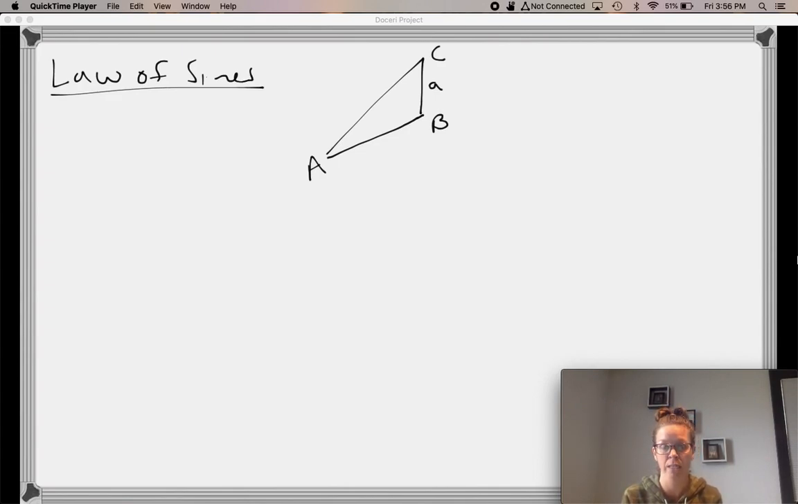I could also call it side BC by naming its two endpoints. That means the same thing. So we can either call this part little a or BC. Then across from the B, we would call that side little b, or big AC. And then across from angle C, we call that side little c, or we could call it big AB. Okay? So that's how we can name those sides.